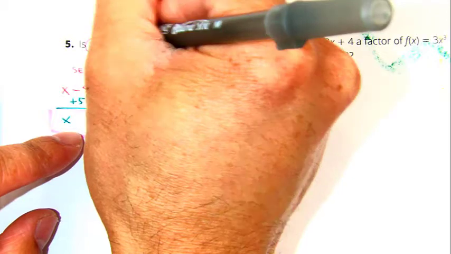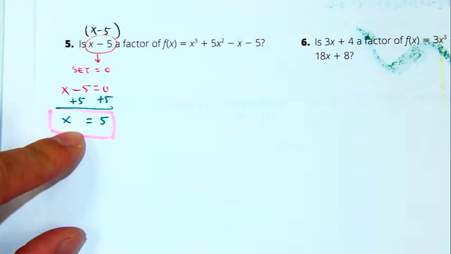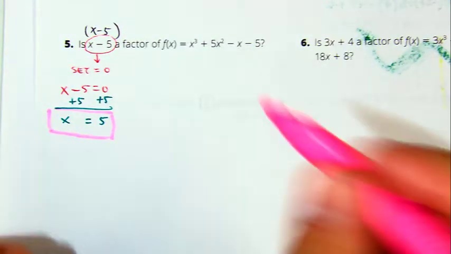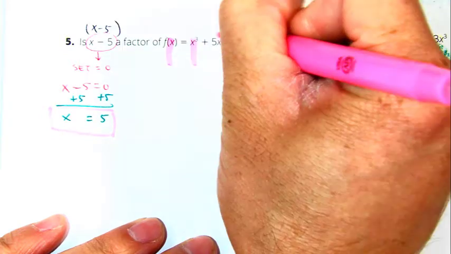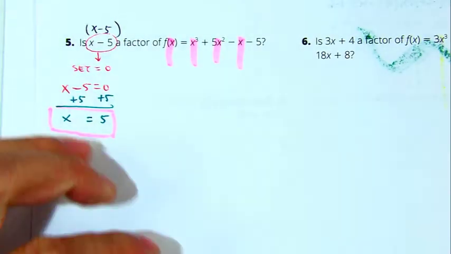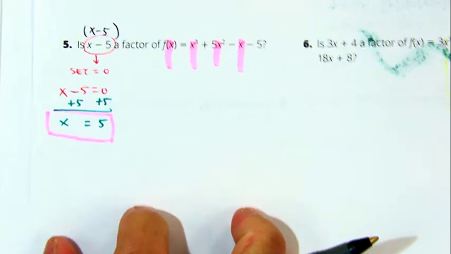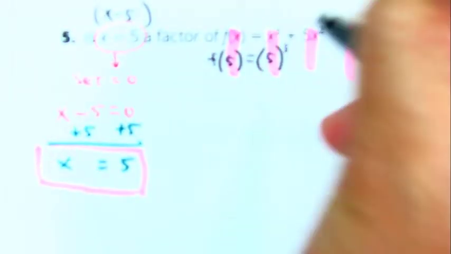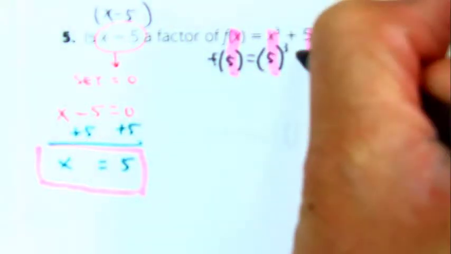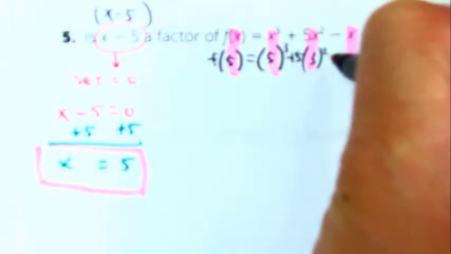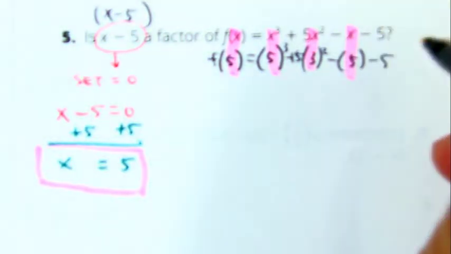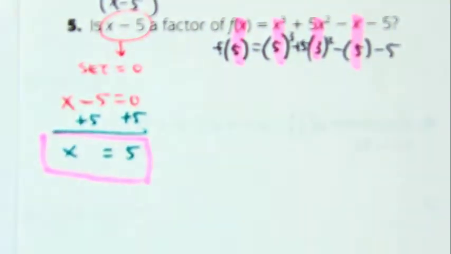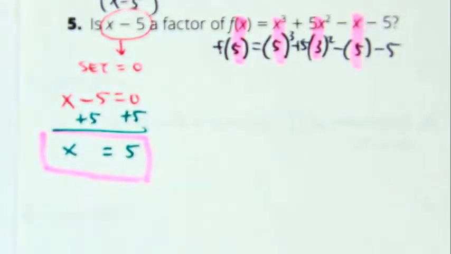Sometimes you'll see x minus 5 in parentheses. Okay? Now the next thing I'm going to do is take this x equals 5 and replace it for every x value. Now I have f of 5 equals 5 to the third power. Notice I'm doing a substitution with parentheses. And then we did this problem back in last week, right?